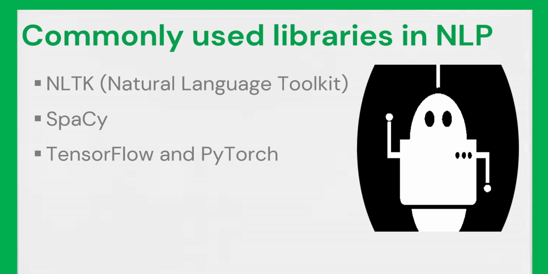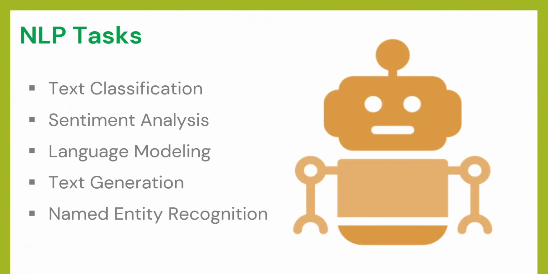spaCy is a modern library for NLP that focuses on performance and ease of use, with features such as tokenization, entity recognition, and language modeling. TensorFlow and PyTorch are popular deep learning libraries used for building and training NLP models. Next comes the simplest Python codes for hands-on projects in NLP applications.